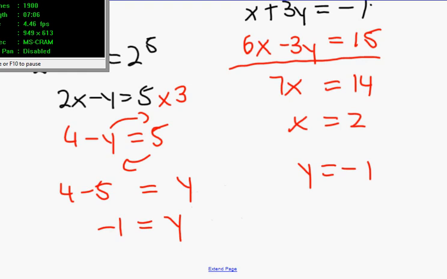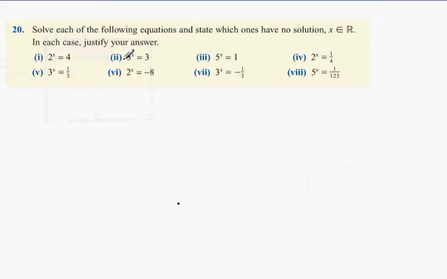Who got that? These ones here are: solve each of the following equations and state which one has no solution. Okay, I'm going to do number 2 that obviously has a solution. Number 2 is this, guys. 3 to the power of x equals 3. When it's just 3 on its own, it means 3 to the power of 1. This means x equals 1.